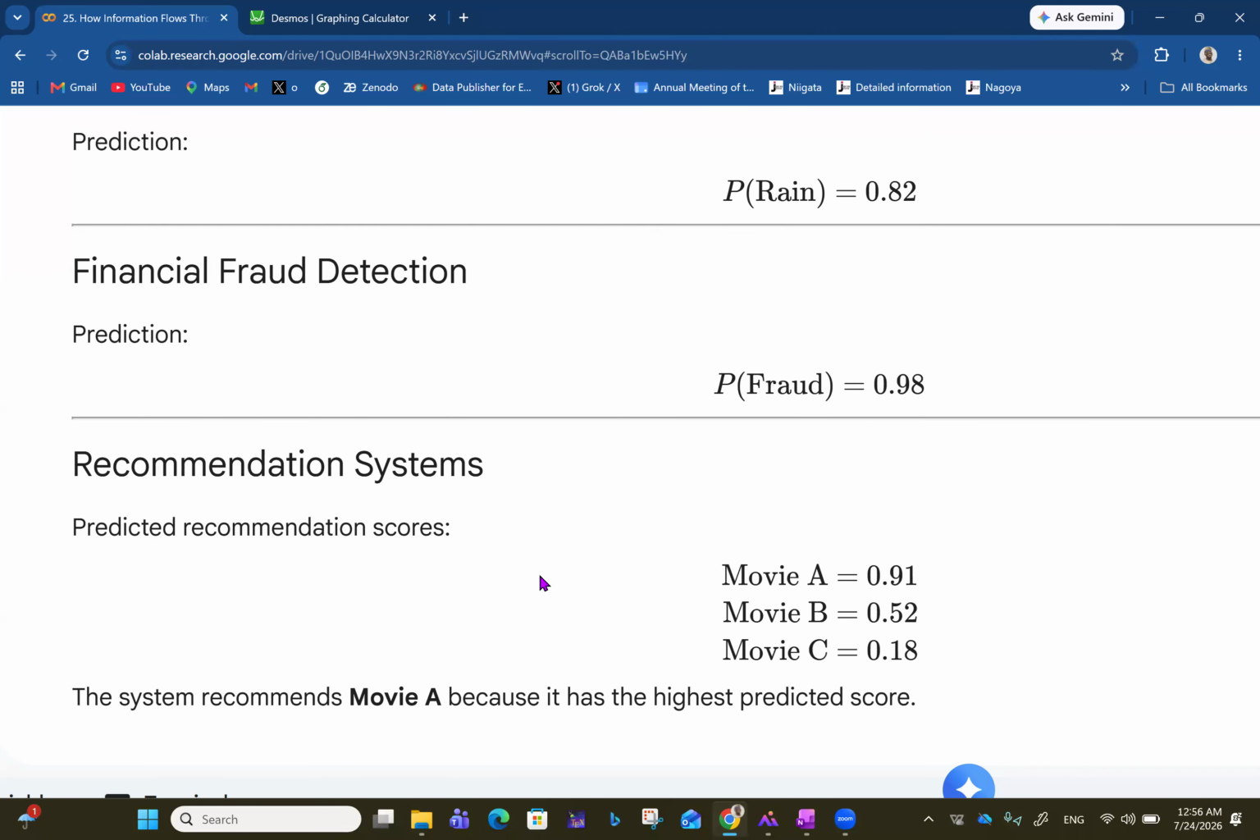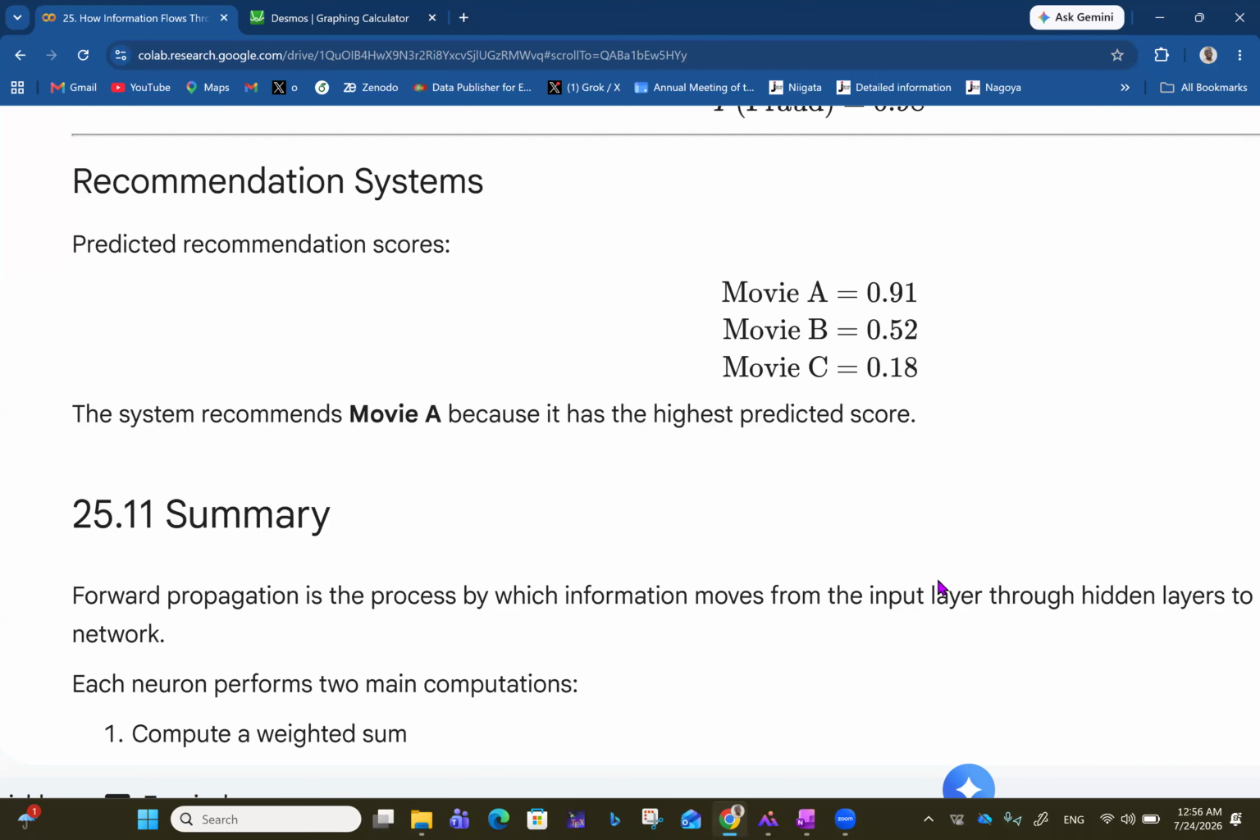So predicted recommended scores. Now you have movie A with 0.91 probability, movie B 0.52, movie C 0.18. So the system recommends movie A because that's the highest predicted score. So that's how you get to see certain videos showing up for you on YouTube. They take your behavior, the kind of things you watch, to tailor the things you might be interested in, like that.